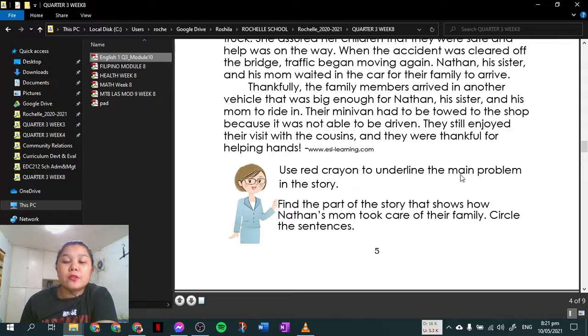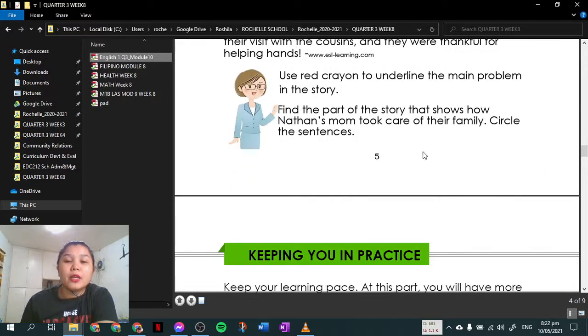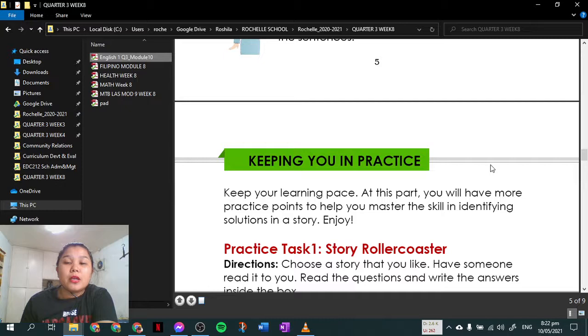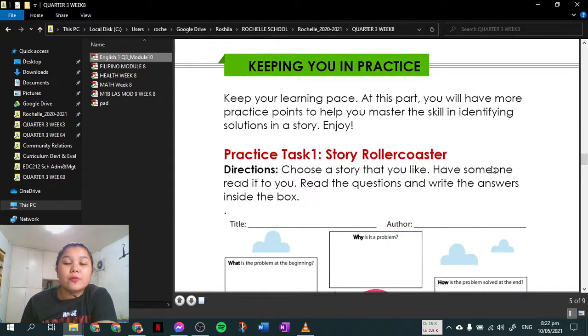Tapos, use red crayon to underline the main problem in the story. So after you listen to the story, you use red crayon to underline the main problem. And then find the part of the story that shows how Nathan's mom took care of their family. Circle the sentences. Okay, the same crayon, still red crayon, but this time you need to encircle. And then keeping in practice, starting with practice task 1, story roller coaster.